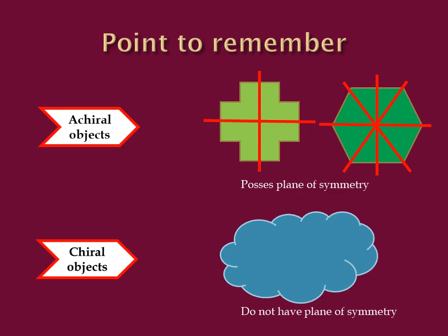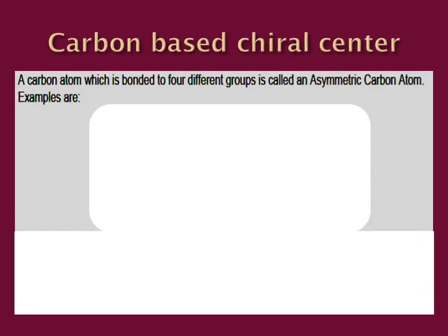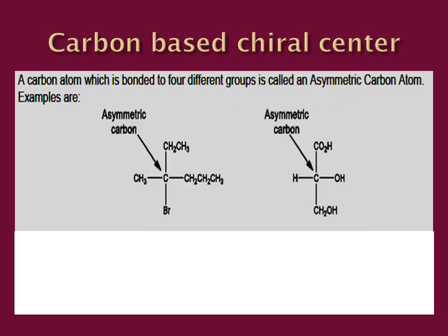Students, after learning the concept of chirality, let us try to apply it on molecules and learn what is a carbon-based chiral center. A carbon atom which is bonded to four different groups is called an asymmetric carbon atom, or a carbon atom without a symmetry. For example, look at these two molecules. These two are asymmetric molecules. Why? Look at this carbon atom which is bonded to four different groups. This is a propyl group, an ethyl group, a methyl group, and a bromide group.